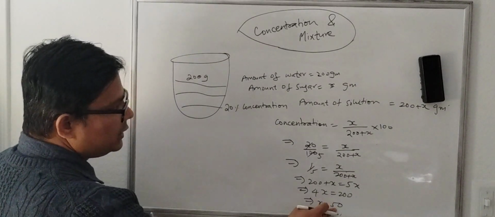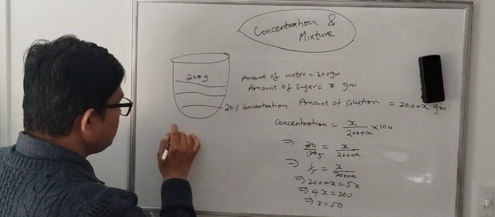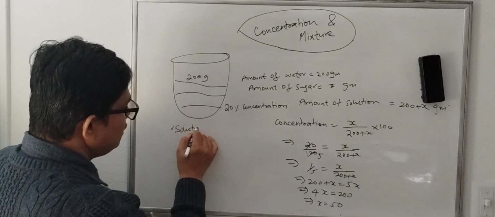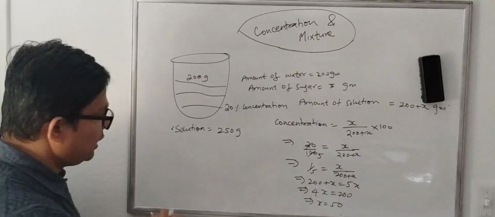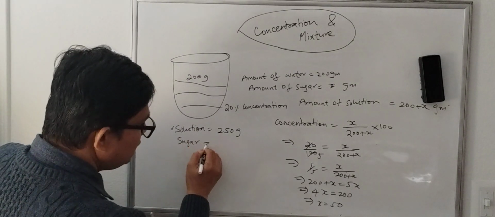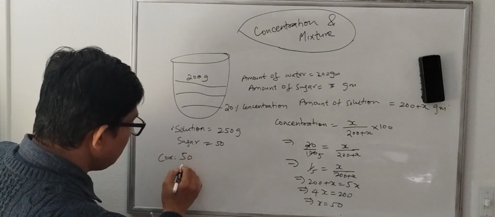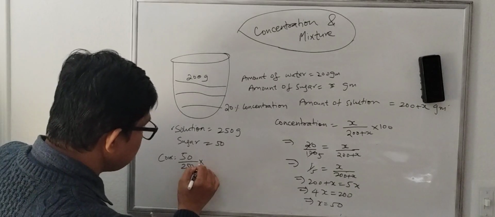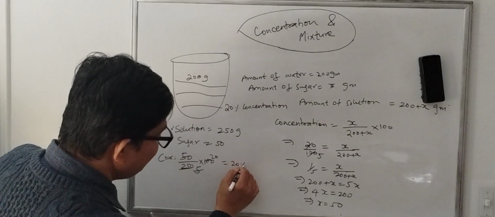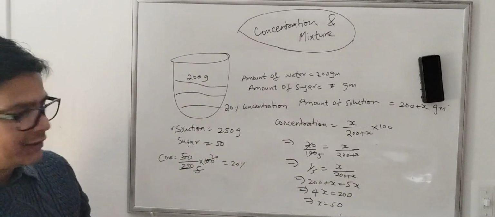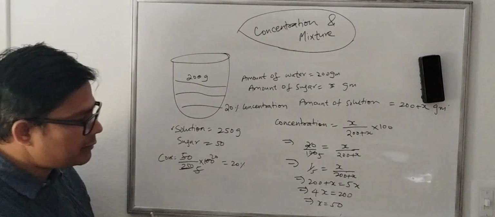So if I add 50 gram of sugar to this water, the solution will be 200 plus x, which is 50. So 250 gram of solution. And sugar is how much? You found x. x is 50. So now find the concentration. Concentration will be sugar divided by solution, which is 50 over 250, times 100. So we got 20%. This was what the question was asking. So the answer we got is correct. This is one type of question.